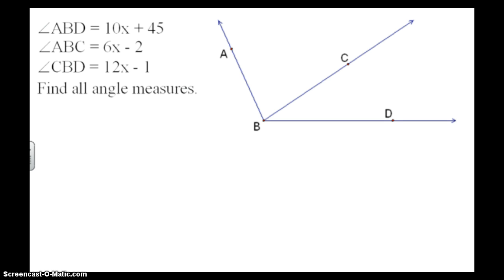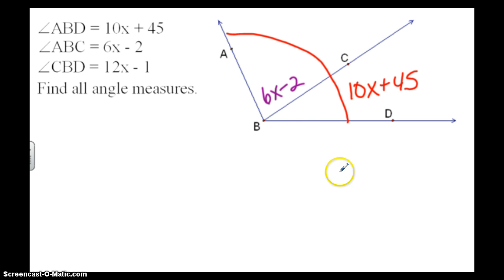Alright, so now we have our second example with the angle addition postulate, but we're bringing in some algebra here. So if you draw the sketch in your notes, and I'm going to label my sketch here. So ABD is this whole angle, 10x plus 45. And ABC is 6x minus 2, and angle CBD is 12x minus 1.